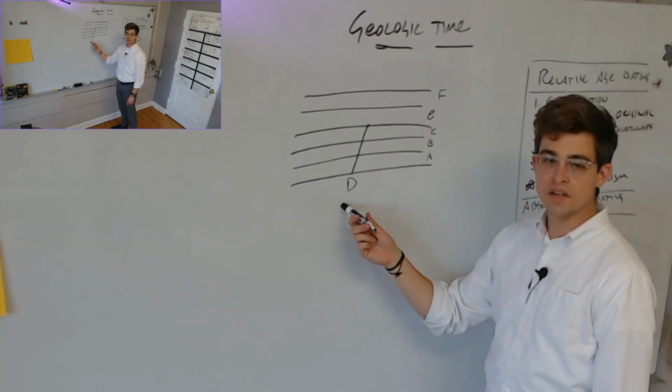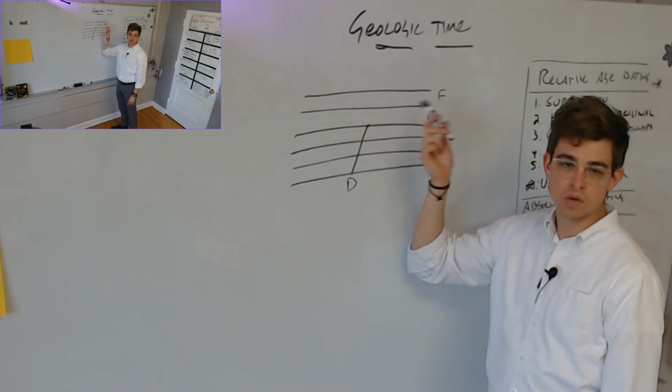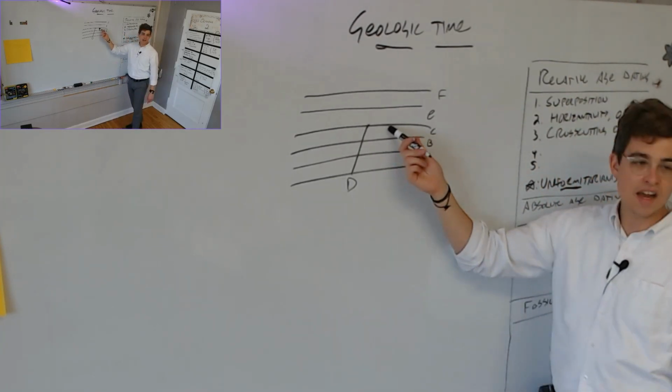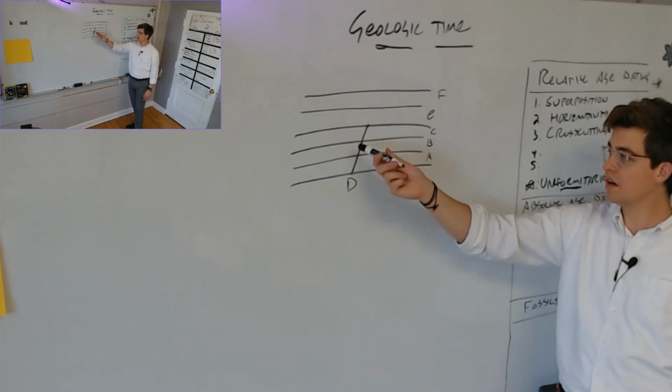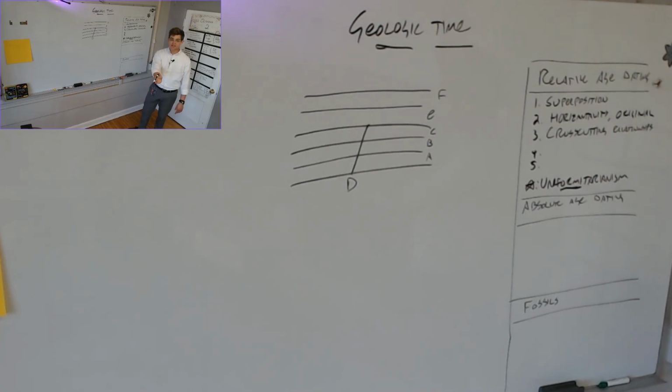The fault is older than E and F because it's lower than them according to superposition, but it's younger than these ones because A, B, and C had to exist before D could cut across them, right? D couldn't cut across them if they weren't there. The slice in the sandwich must be more recent than the sandwich itself. Otherwise, what were you slicing?